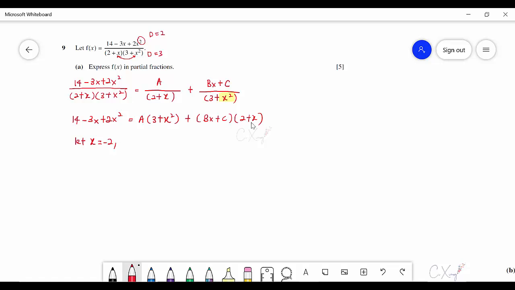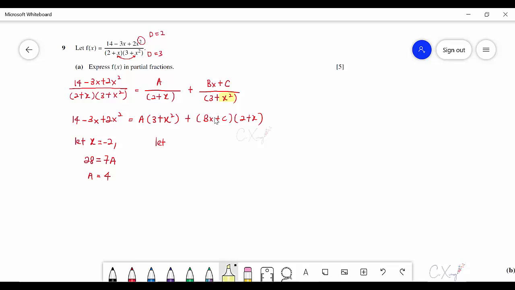Okay, so when x equals -2, substitute it into the left-hand side of the equation. You should be able to get 28. Without any careless mistake, you should get 28. And then -2, substitute into this expression, you have 4. 4 plus 3 is 7, so you have 7A. And then -2, substitute it into this bracket, it will become 0, and the whole term here disappears. So I will get the value of A very easily. To get the value of A, you get 4.